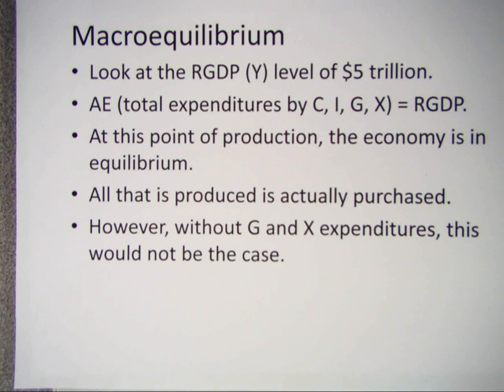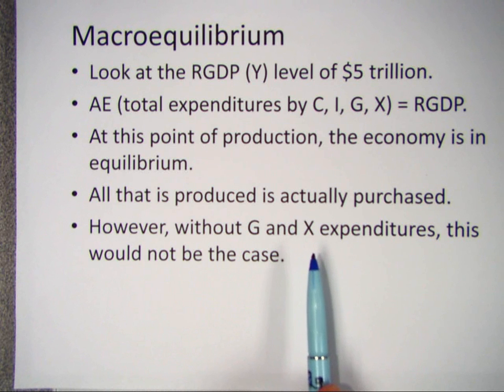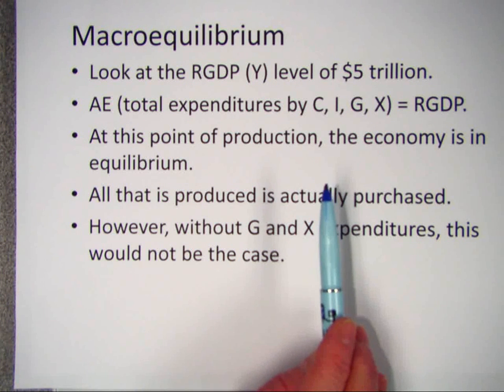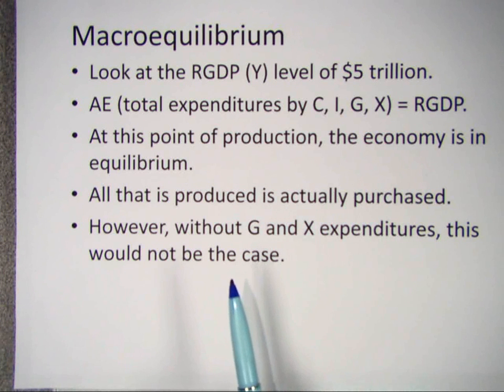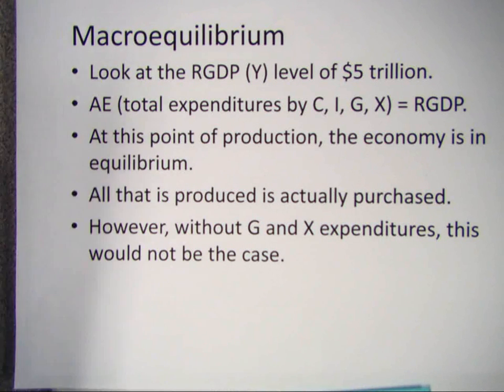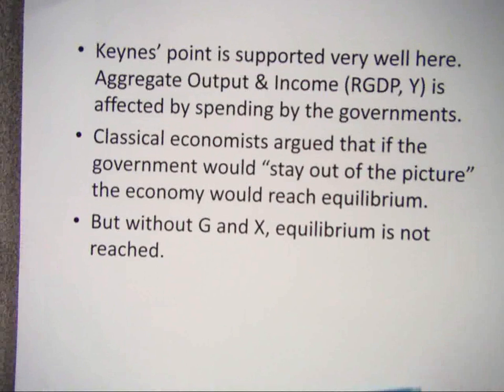Now, the thing you have to remember is this. Well, there are many things you have to remember. But take a look at this. If the government wasn't spending money, and we didn't have that export component, if it was just C and I, consumers and businesses spending, we would not be at that equilibrium point. So government spending is a big chunk of our economy. And here's where John Maynard Keynes' point is very well supported. Aggregate output, and therefore aggregate expenditures, is greatly impacted by governments.